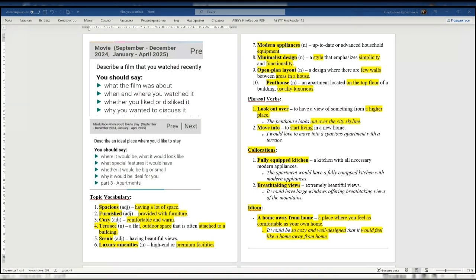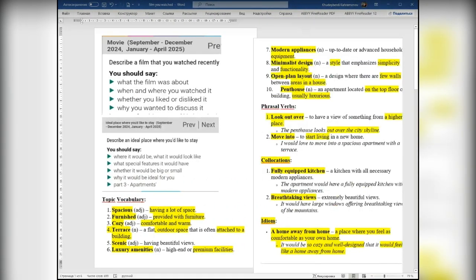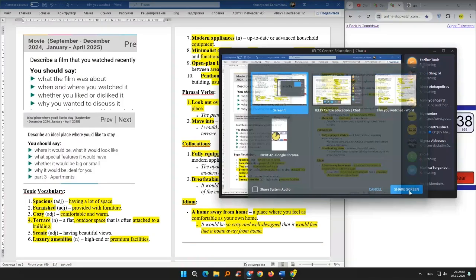An ideal place for me to stay would be a cozy cabin nestled in the mountains. I envision it surrounded by tall pine trees and breathtaking views of the peaks, creating a peaceful atmosphere away from the noise of the city. Inside, the cabin would feature a warm and inviting fireplace.